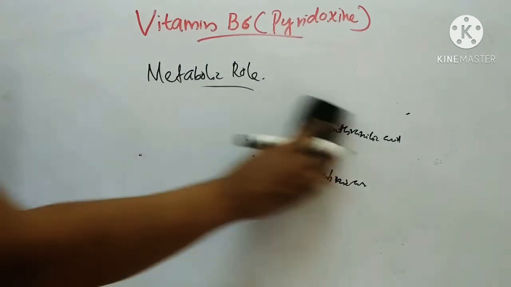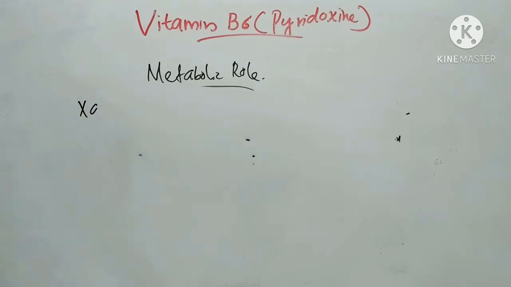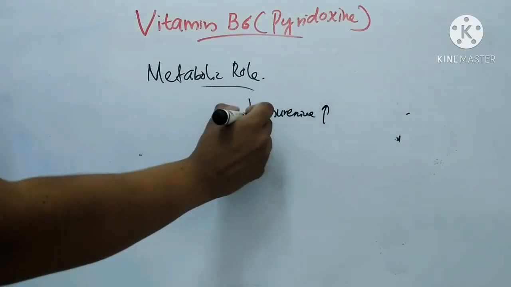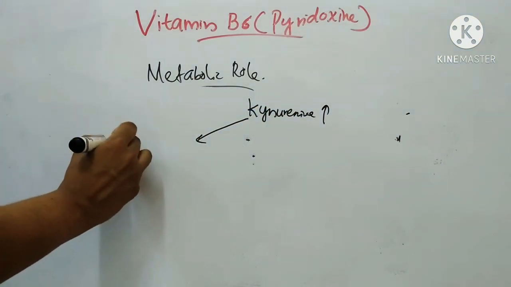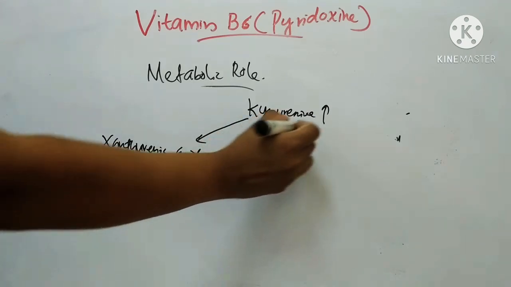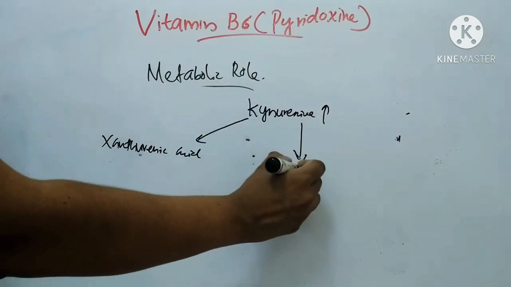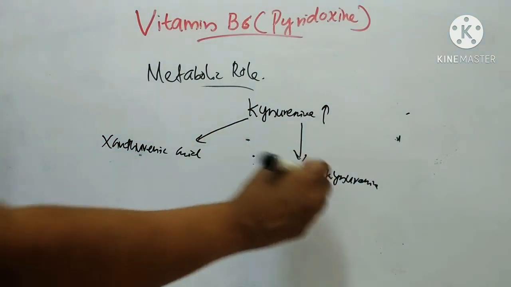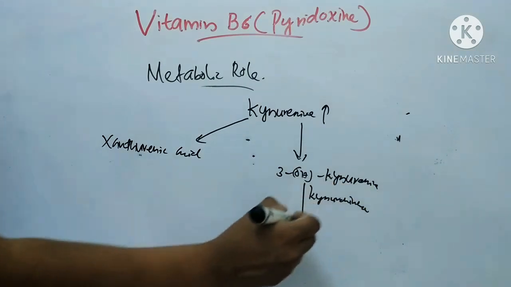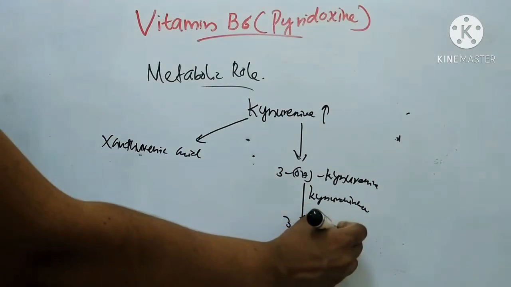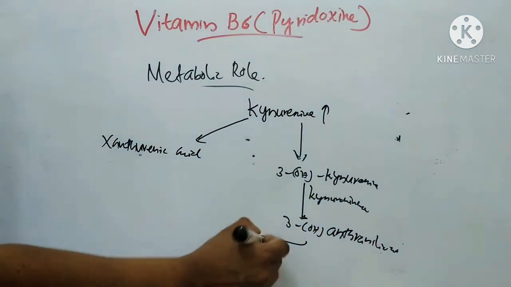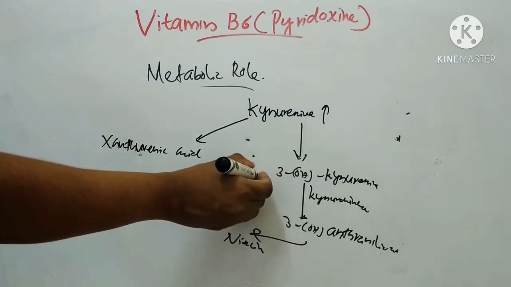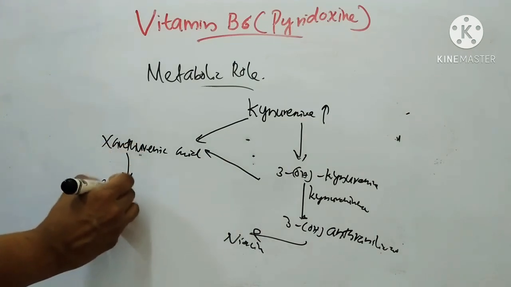We will see the formation of xanthurenic acid. First is kynurenine, which can be converted to 3-hydroxykynurenine. Then by the enzyme kynureninase, it is converted to 3-hydroxyanthranilic acid, which is then converted to niacin or nicotinic acid. Alternatively, 3-hydroxykynurenine can be converted to xanthurenic acid, which is excreted in urine.